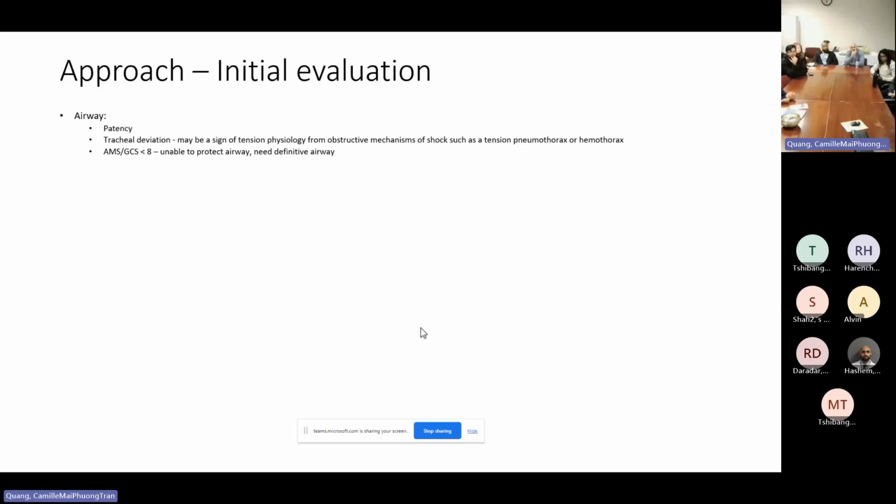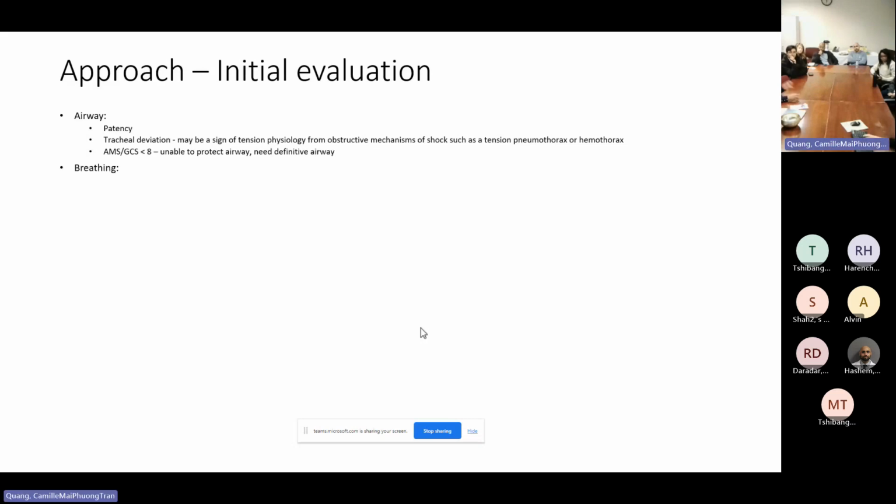You guys know the definition of a definitive airway? All right. It's a tube that passes through the vocal cords with a balloon. So anything that goes through the vocal cords with a balloon, that is your definitive airway, or into the trachea with a balloon. So if we do a trach, that is a definitive airway, but it's not through the vocal cords.